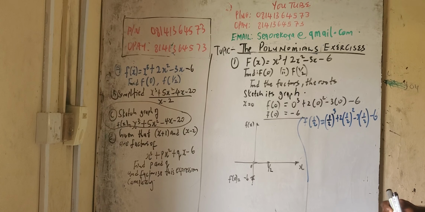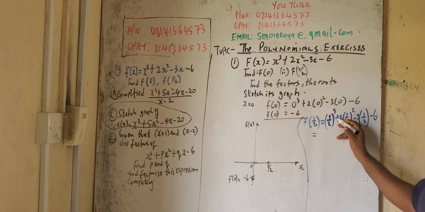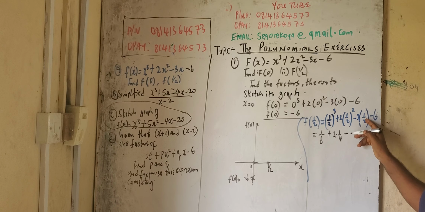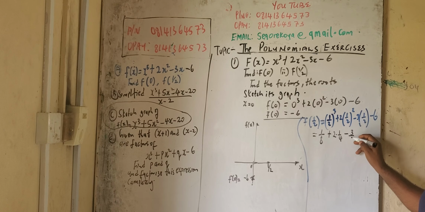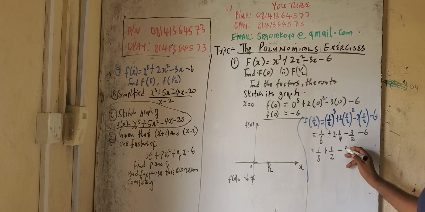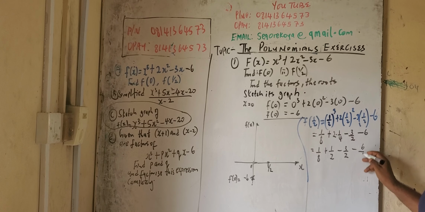Now, using the law of indices, half raised to power 3 means half times half times half. So it's going to be 1 over 2 times 1 over 2 times 1 over 2, which is 1 over 8. Here, half raised to power 2 means half times half, that's 1 over 4, times 2. So I have 2 times 1 all over 4. Minus 3 times half, that is 3 all over 2. Then minus 6. So here, I'm going to have 1 over 8, then plus 2 over 4, which is 1 over 2, minus 3 all over 2, minus 6 all over 1.